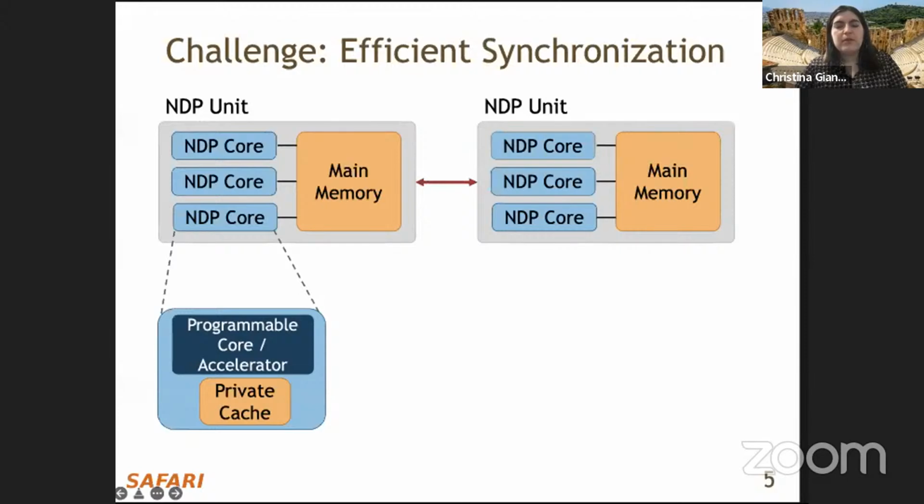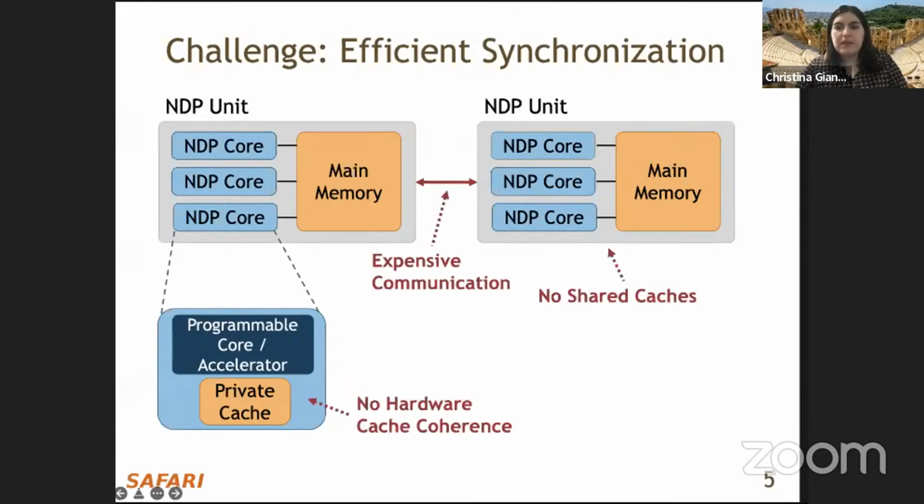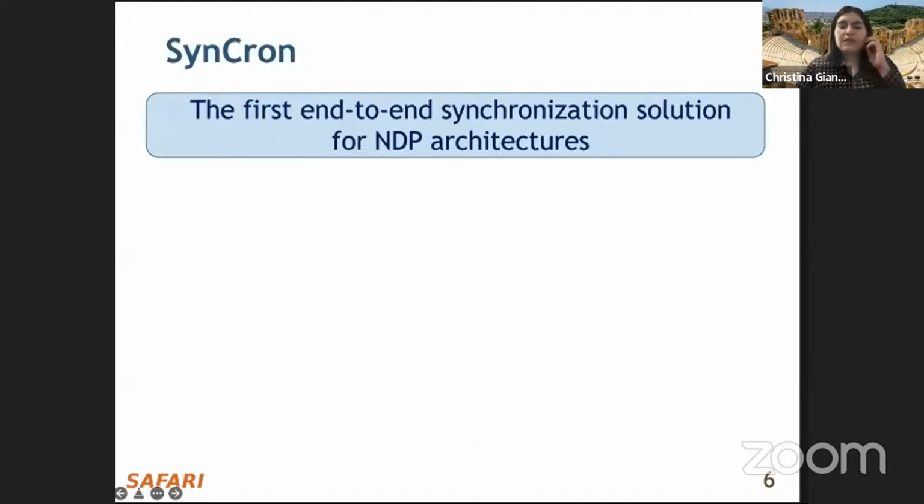However, supporting synchronization in near data processing systems is challenging because NDP architectures lack shared caches among NDP cores of the system, and thereby synchronization would need to be implemented using main memory, however, with a great penalty in performance and energy. NDP systems also lack hardware cache coherence support, and the communication across the NDP units of the system is quite expensive. To this end, we designed Synchron.